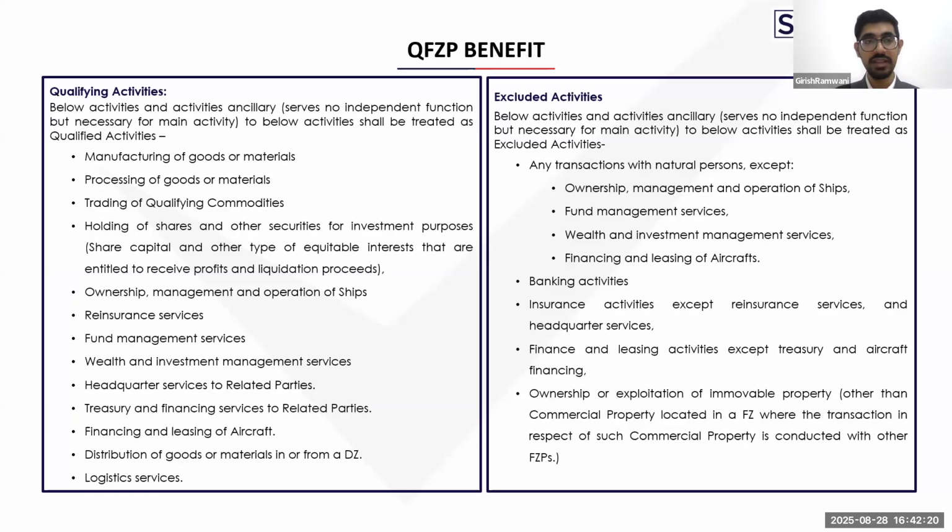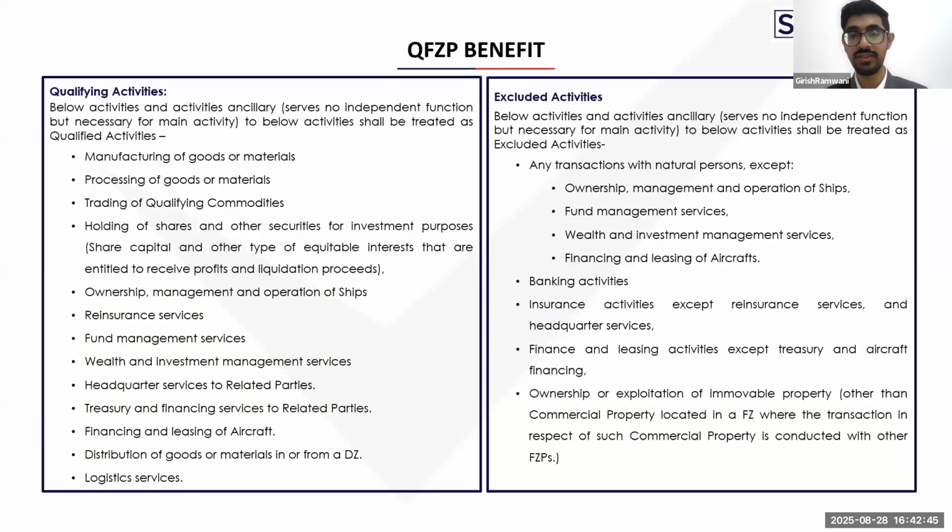Or any activity that you do with any free zone person. It should not necessarily be a qualifying activity, it can be any activity that you do with another free zone person, that is also going to be considered as qualifying income. Now, qualifying income cannot be from excluded activities. Any income that you derive from excluded activities is not a qualifying income.